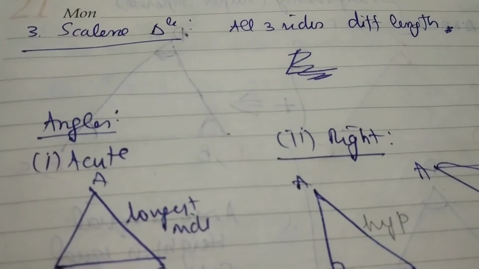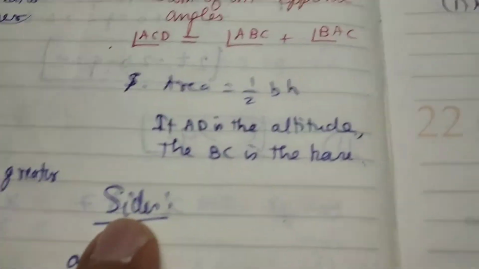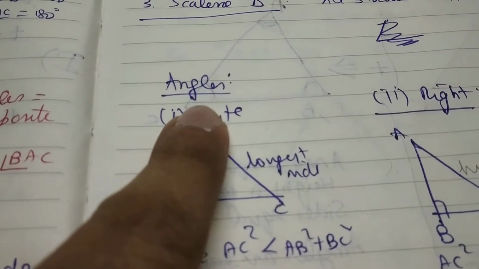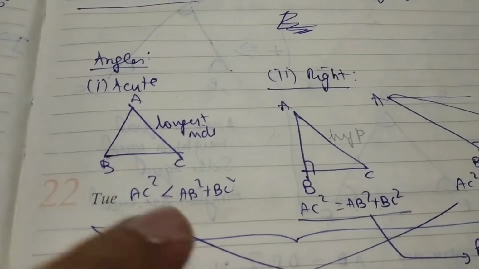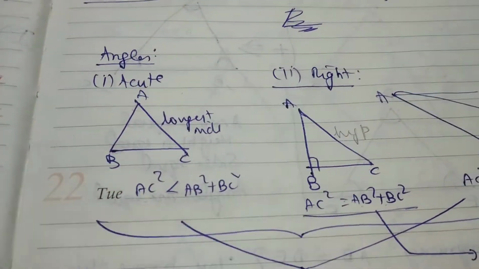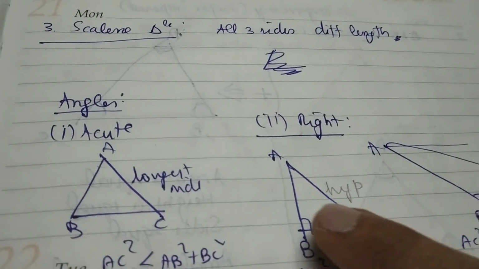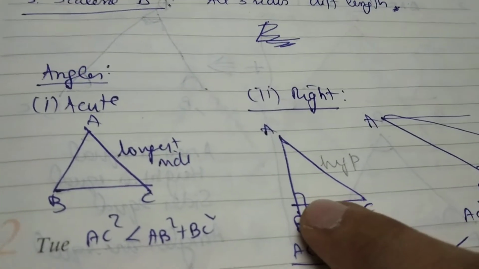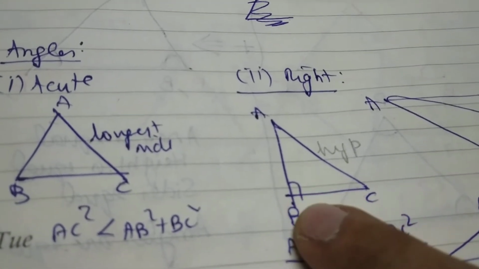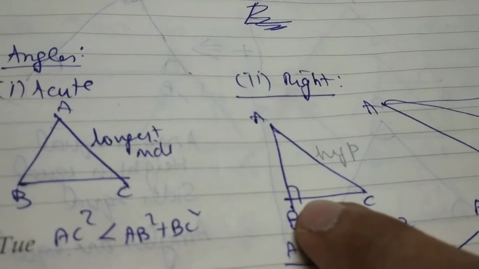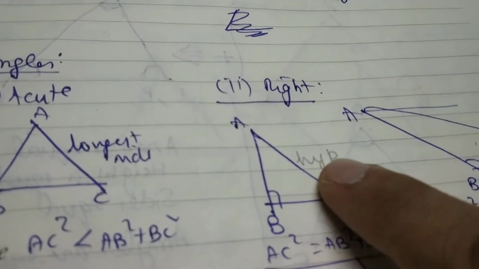Okay, so now we have done the classification of triangles based on sides. Now we are going to classify the triangles based on angles. Triangles can be broadly classified into three types as acute angle triangle, right angle triangle and obtuse angle triangle. So first let me consider the right angled triangle. In a right angle triangle, one angle should be 90 degree. Here I chose angle B is 90 degree. The side opposite to the 90 degree will be the hypotenuse.